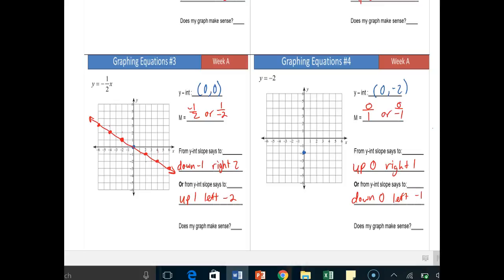So, up or down 0, right 1. Up or down 0, right 1. Up or down 0, right 1. When we just have y equals with no x value, up or down 0, left 1.